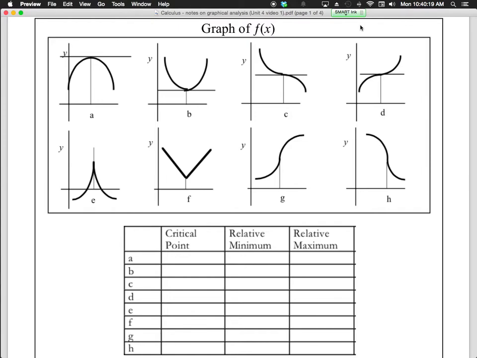A critical point happens when one of two things happens, and you need to write this down. The critical point happens when f prime of x equals 0 or when f prime of x is undefined. So those are the two ways a critical point can happen. Can f of x have a critical point? It is the critical point of f of x, and that's how you find it, using the derivative.